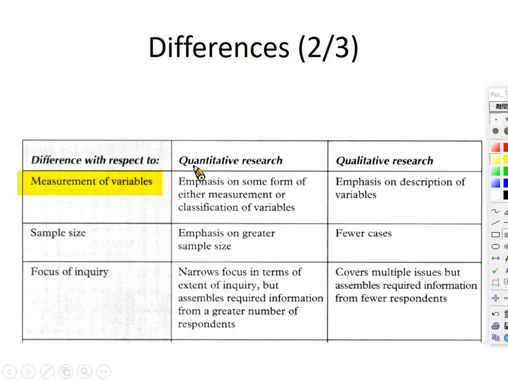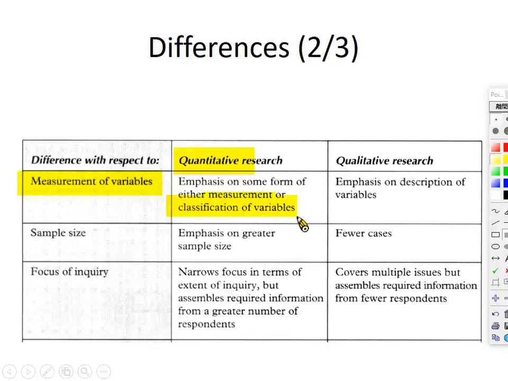For quantitative research, we emphasize some form of either measurement or try to classify the variable. We measure. So your height, I measure. Try to measure the number, right? And try to divide you into several categories. For example, the taller students, the shorter students, the average height students. So try to give some number attached to it.